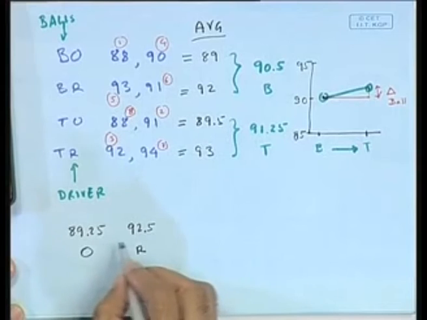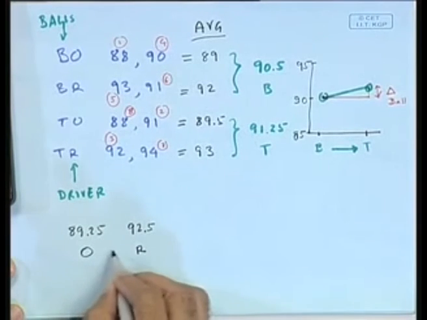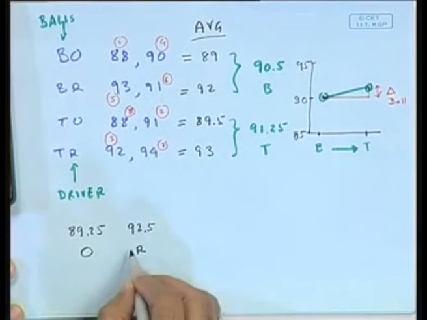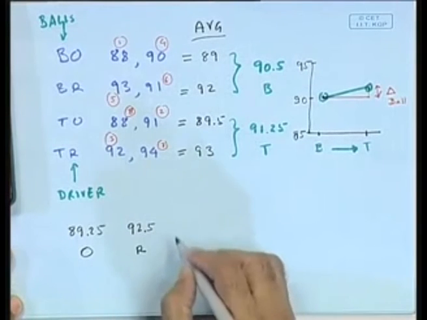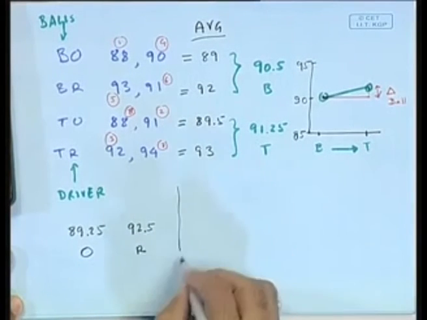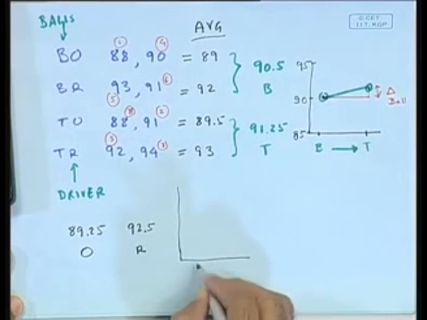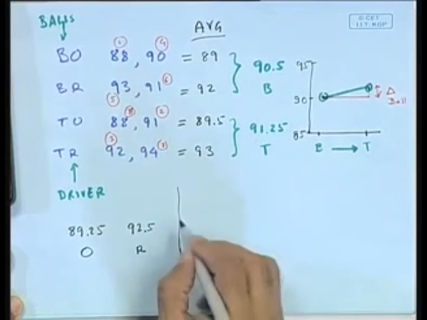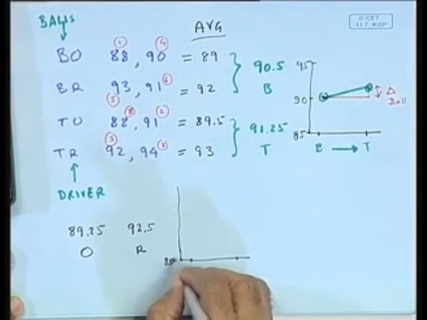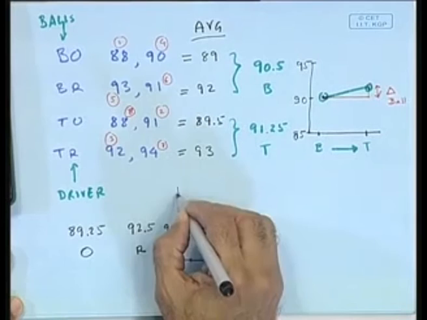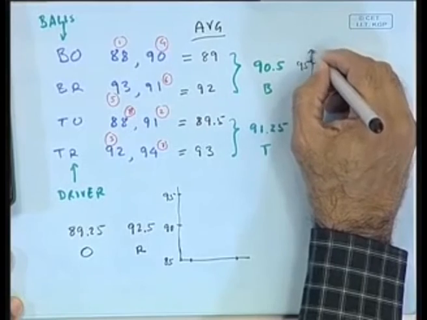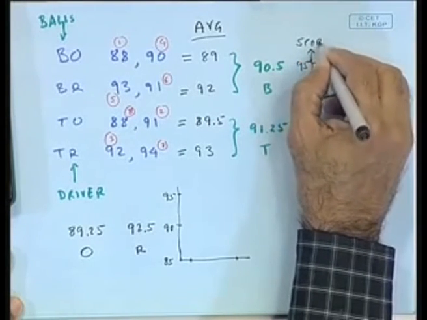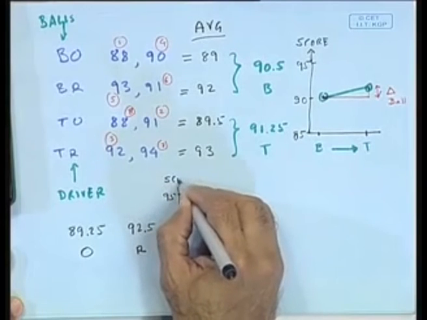So, here again, the change that took place when I change my driver from O to R is going to be an increase in score. And this I can plot again like I did before. I'll have some quantities there. Start with 85, 90, 95. The y axis is always my golf score. So, the score is going to be on this side.